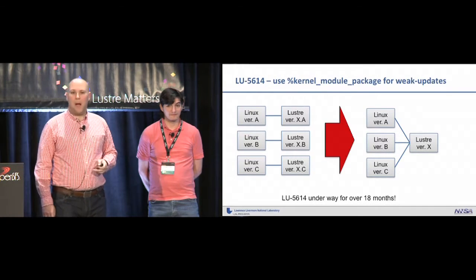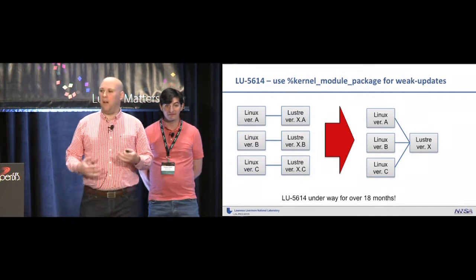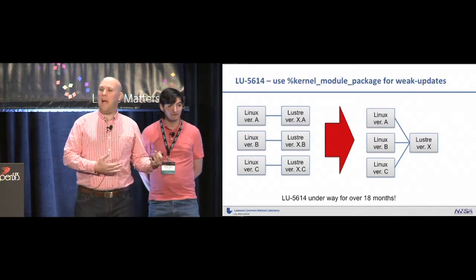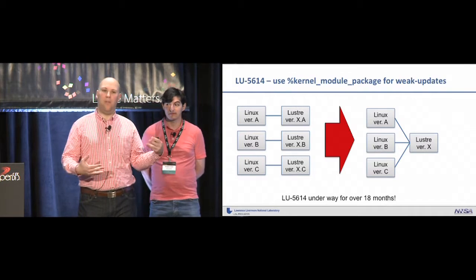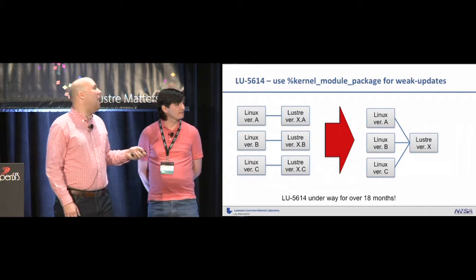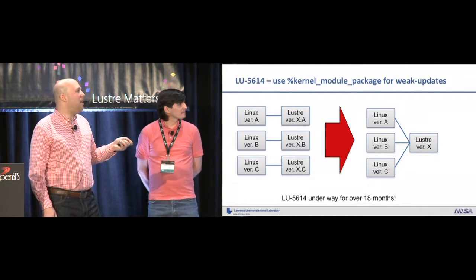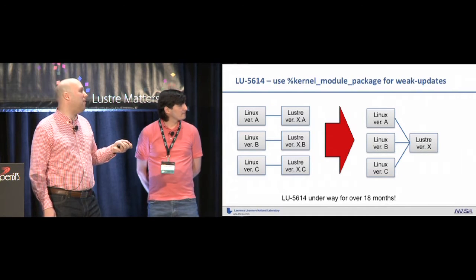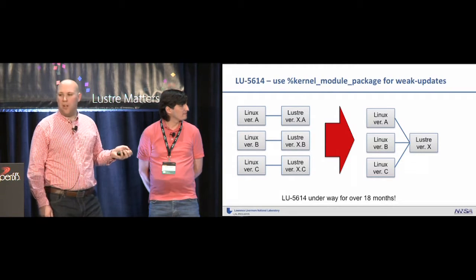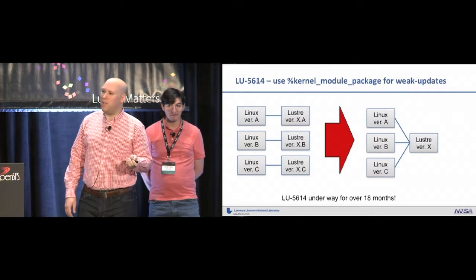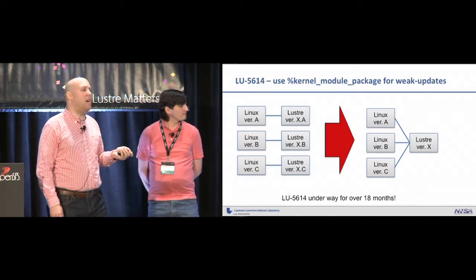So the problem we have right now is that we are patching the kernel, and the way we package Lustre, every time you change the kernel, you have to rebuild Lustre. For Linux version A, you've got to have a Lustre version x.a. For version B, you've got to have a Lustre version x.b. It doesn't matter that the Lustre code hasn't actually changed. If the kernel changes, you have to rebuild Lustre every time.